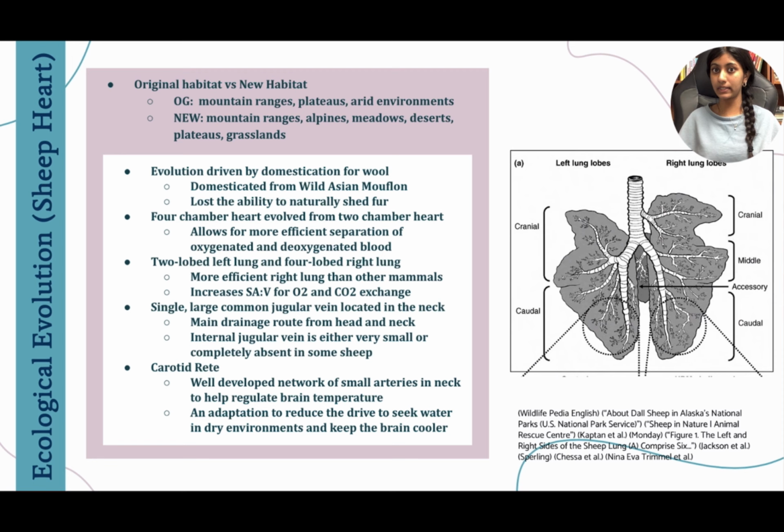Lastly, our group decided to dissect the sheep heart as an additional dissection. So, originally sheep were found in mountain ranges, plateaus, and arid environments. However, as time moved on, they can now be found in other environments such as uplands, plateaus, grasslands, and deserts. Sheep were actually raised for domestication, and so because humans raised them to shear their wool and sell it, they actually lost their ability to naturally shed their fur.